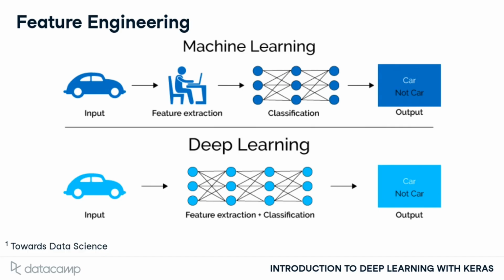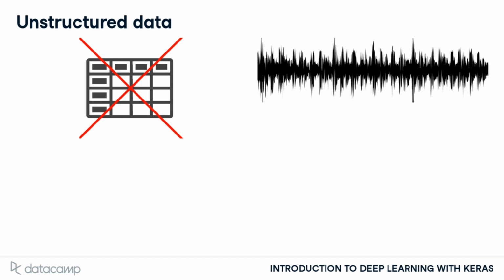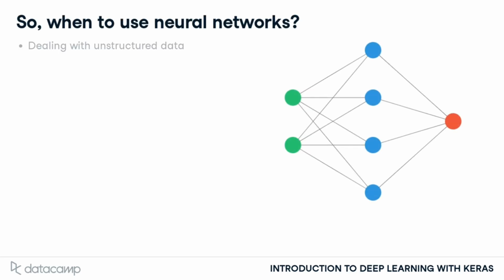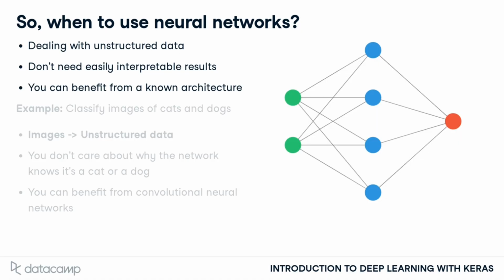But what is unstructured data? Unstructured data is data that is not easily put into a table. For instance, sound, videos, images, etc. It is also the type of data where performing feature engineering can be more challenging, and that's why leaving this task to neural networks is a good idea. If you are dealing with unstructured data, you don't need to interpret the results, and your problem can benefit from a known architecture, then you probably should use neural networks.